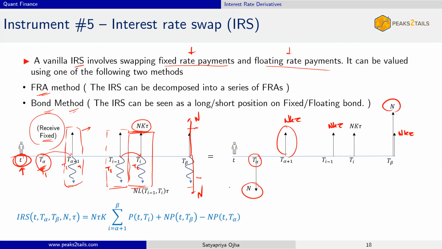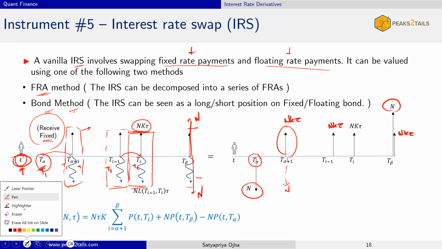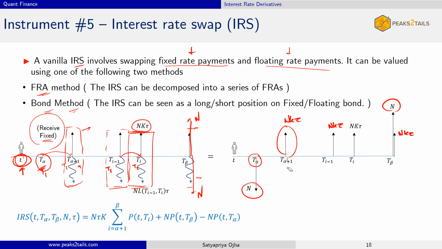One thing to remember, this is a common mistake. Do not create the N here. That'll be wrong. It is always one reset date before the first floating payment. Okay. So that is something to keep in mind.